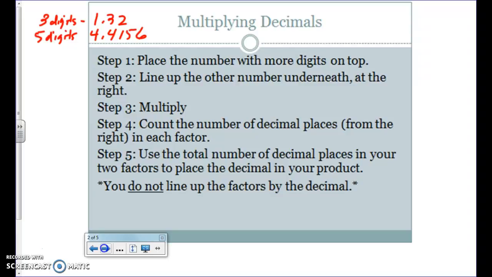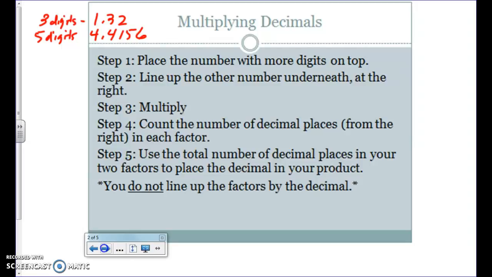Okay, and this is just for visual purposes. I'm going to put the one with the most digits on top. Now, just because it has more digits does not mean it's the bigger number. So don't think of it as the bigger number. Think of it as the number with the most digits. Then we're going to line the other number up underneath of it, and we're going to move it, regardless of where the decimal place is. We're just going to scooch it over to the right as far as we can.